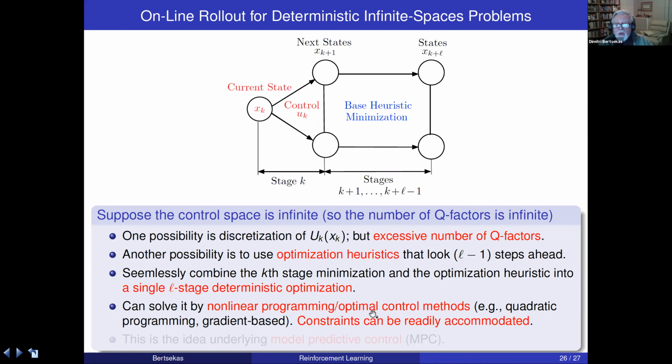So this methodology has been available for a long time and is still very, very potent and very useful today, and has been used in this context for solving these continuous space problems. And that's the idea that underlies model predictive control, and we're going to get to that in the next lecture.